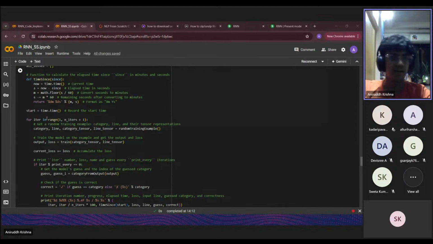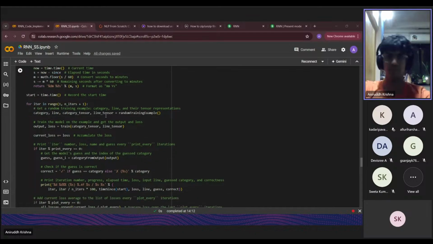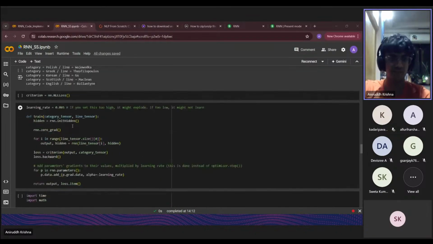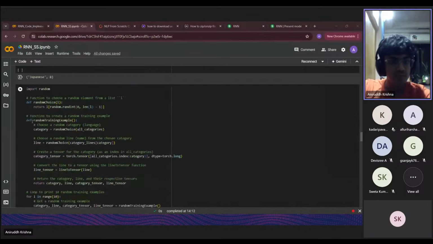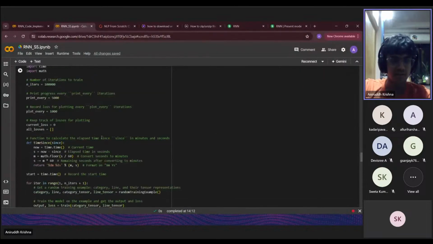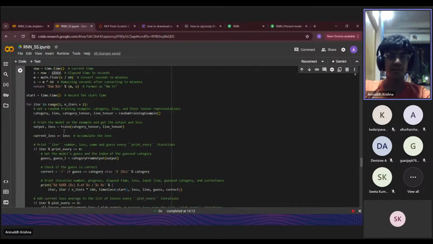Then for iter in range 1 to num_iterations + 1, as we have started from 1 and not 0. I want it to give me the category, line, and the tensors for the category and line from the random training example that we have defined here. And after that has happened, we'll be wanting the output and the loss using the train function, and we'll be adding that to the current loss that we have defined from here.